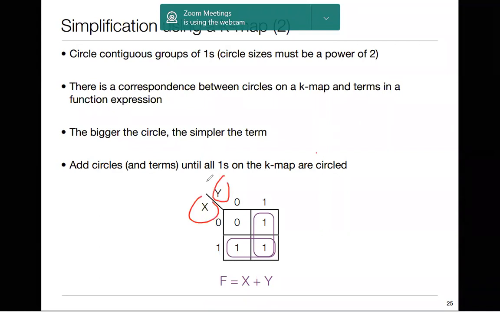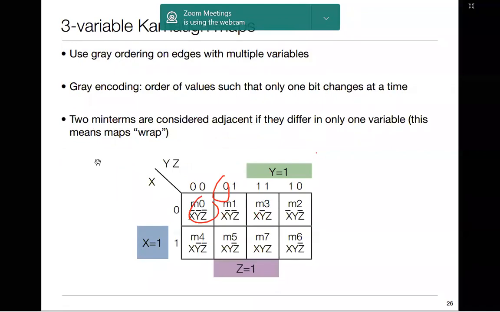So when you go for a three variable K-map, we'll be having three variables. Whatever you can see over here is a three variable K-map. Now what are the three variables in the K-map? I have three variables: X, Y and Z.